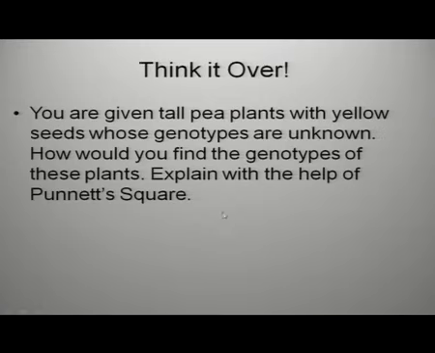Now think it over, the given question, and find out the answer. You are given tall pea plant with yellow seeds whose genotypes are unknown. How would you find the genotype of these plants? Explain with the help of Punnett square.